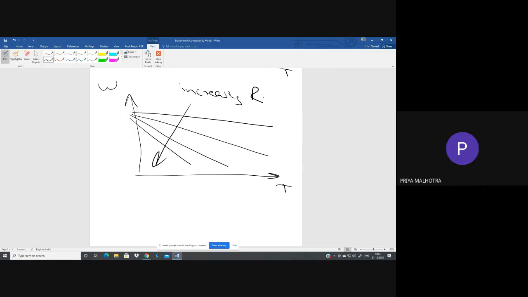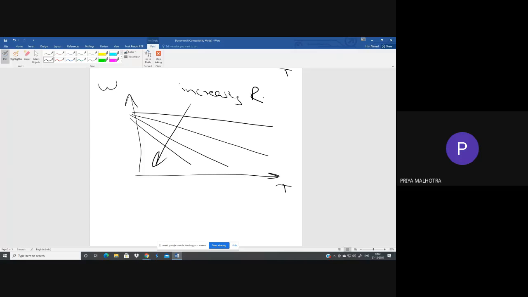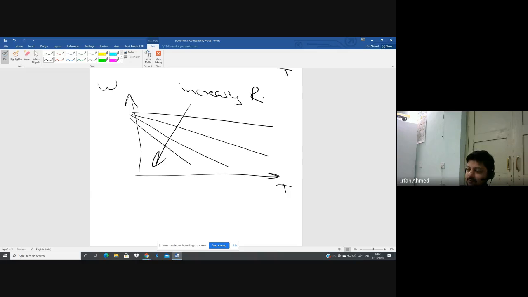So high torque can be gained in the starting with the help of high resistance in the armature circuit. Priya, I will come to that. So you can control manually. If you want to control it automatically, then you can do that also by using microprocessors or microcontrollers.